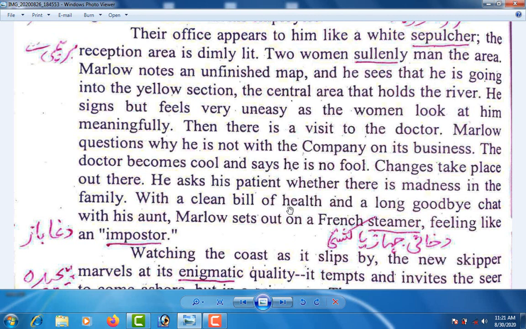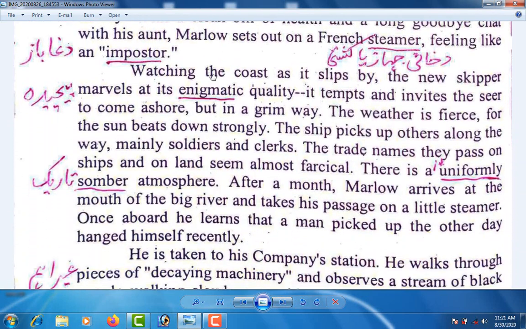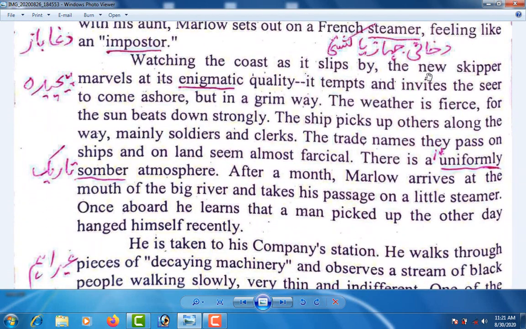With a clean bill of health and a long goodbye chat with his aunt, Marlow sets out on a French steamer, feeling like an impostor. Watching the coast as it slips by, the new skipper marvels at its enigmatic quality. It tempts and invites the seaman to come ashore, but in a grim way. The weather is fierce, for the sun beats down strongly.